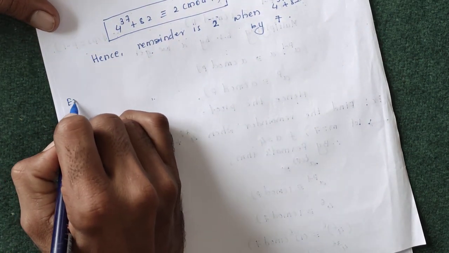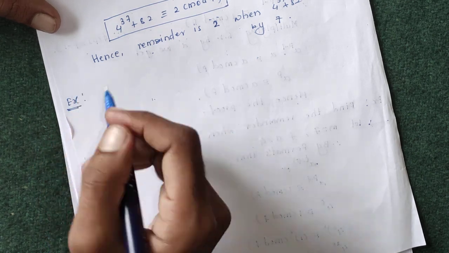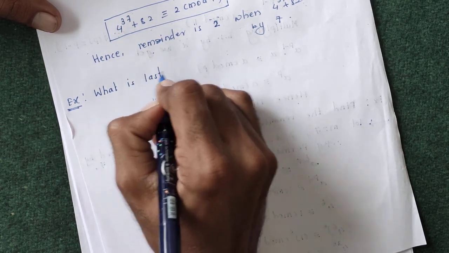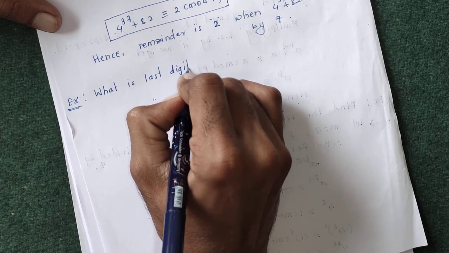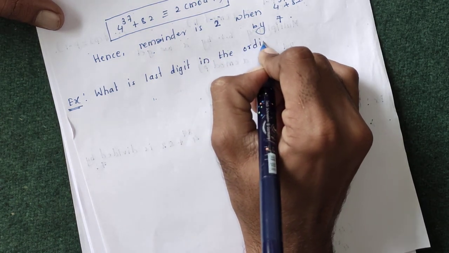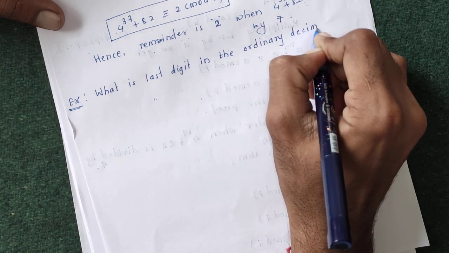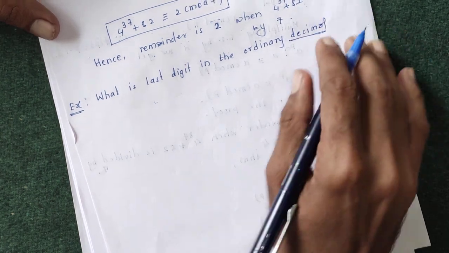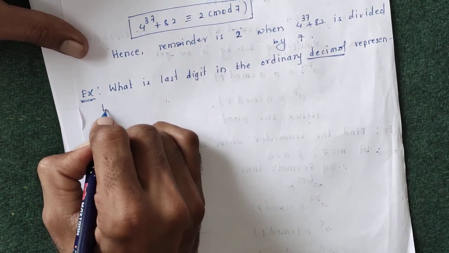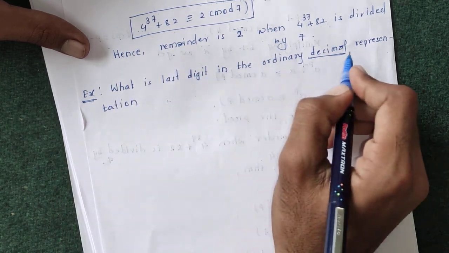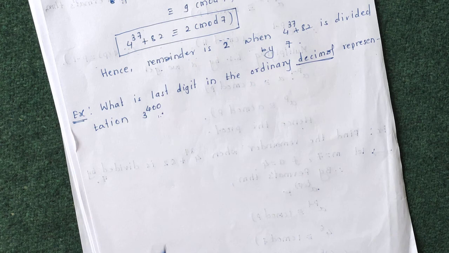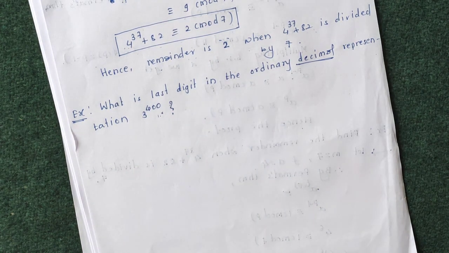Another example that we are going to take is: find the last digit in the ordinary decimal representation of 3 raised to 400. So this is the question, what is the last digit in the ordinary decimal representation of 3 raised to 400?